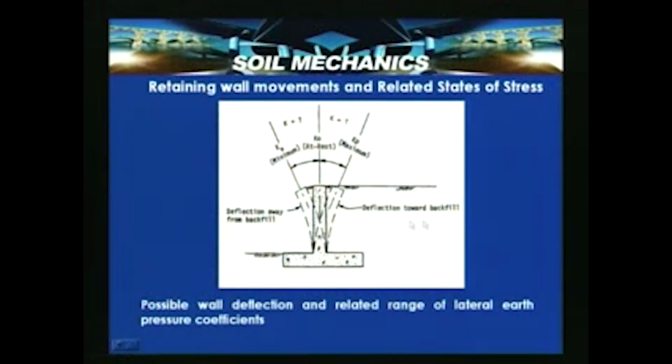So, this is the wall deflection towards the backfill. If you are retaining soil with a wall along a highway, and the wall tends to move away, then it can present the active state, and this is an example of how, when the wall moves towards the backfill, it can induce a passive condition. So, possible wall deflection related ranges of lateral earth pressure coefficients are shown here. Suppose wall rotation takes place, that is the active case, and if soil compression is taking place, then the passive state can mobilize.